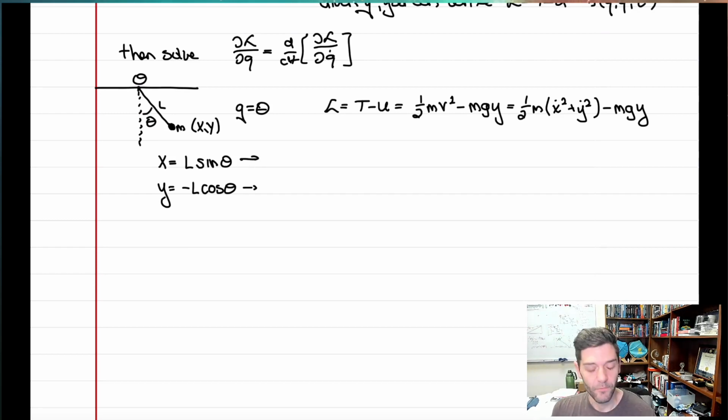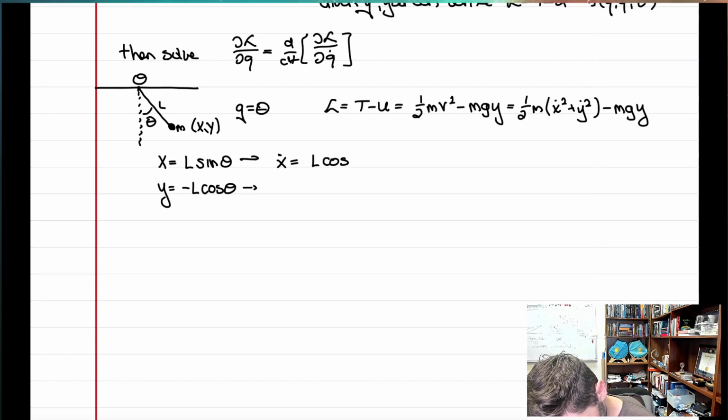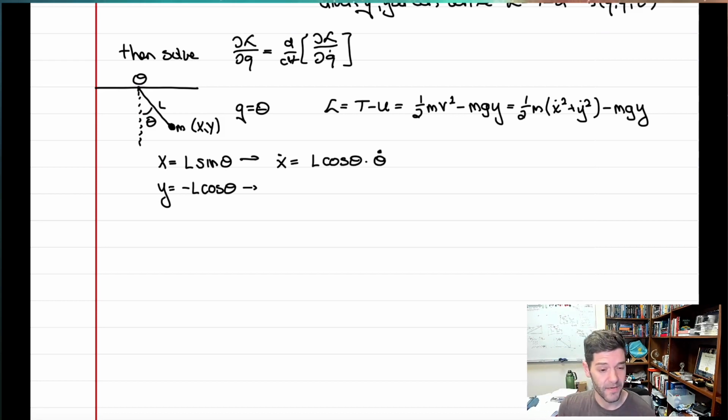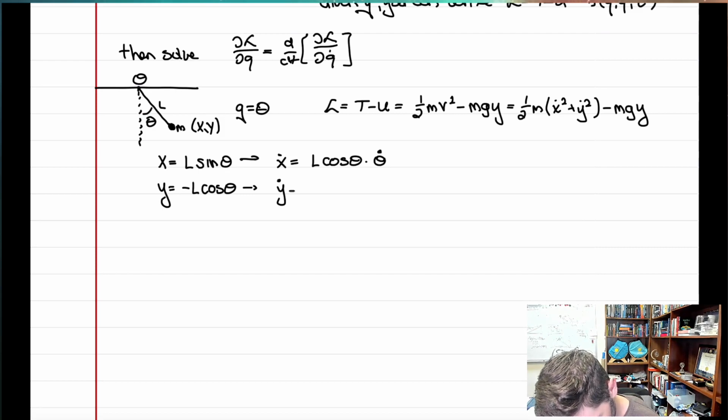Since x dot and y dot are involved, I'm going to have to evaluate x dot, which looks like it's going to be L cosine of theta times theta dot, again by the chain rule. I'm taking a time derivative, not a theta derivative. And then y dot looks like it's going to be L sine of theta, theta dot.